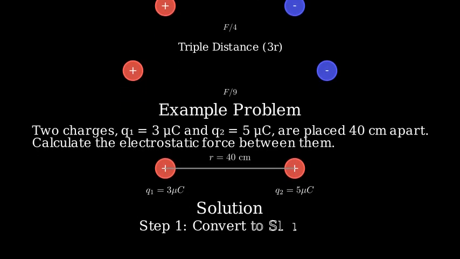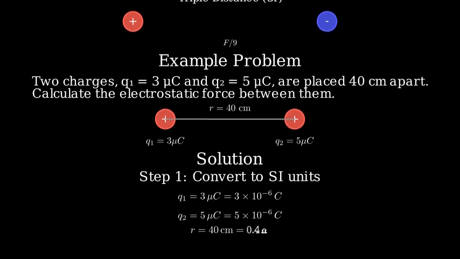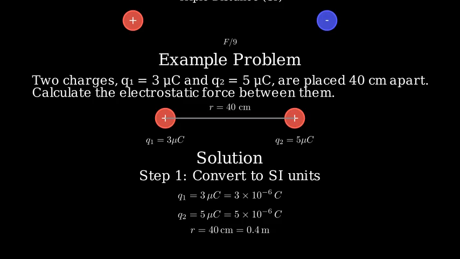Step 1. Convert all units to SI units. We need to convert microcoulombs to coulombs. Q1 equals 3 times 10 to the power of -6 coulombs. Q2 equals 5 times 10 to the power of -6 coulombs. And we need to convert centimeters to meters. R equals 40 centimeters equals 0.4 meters.